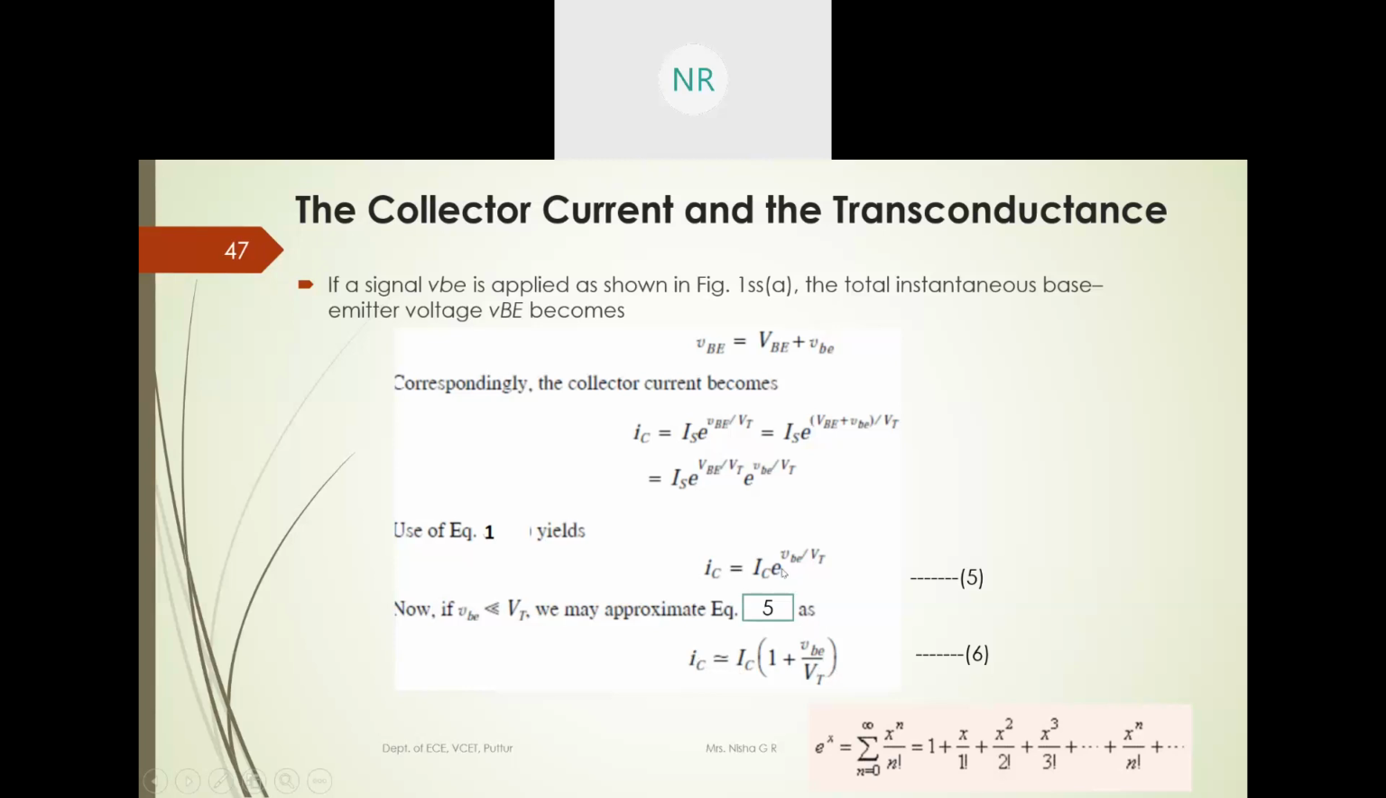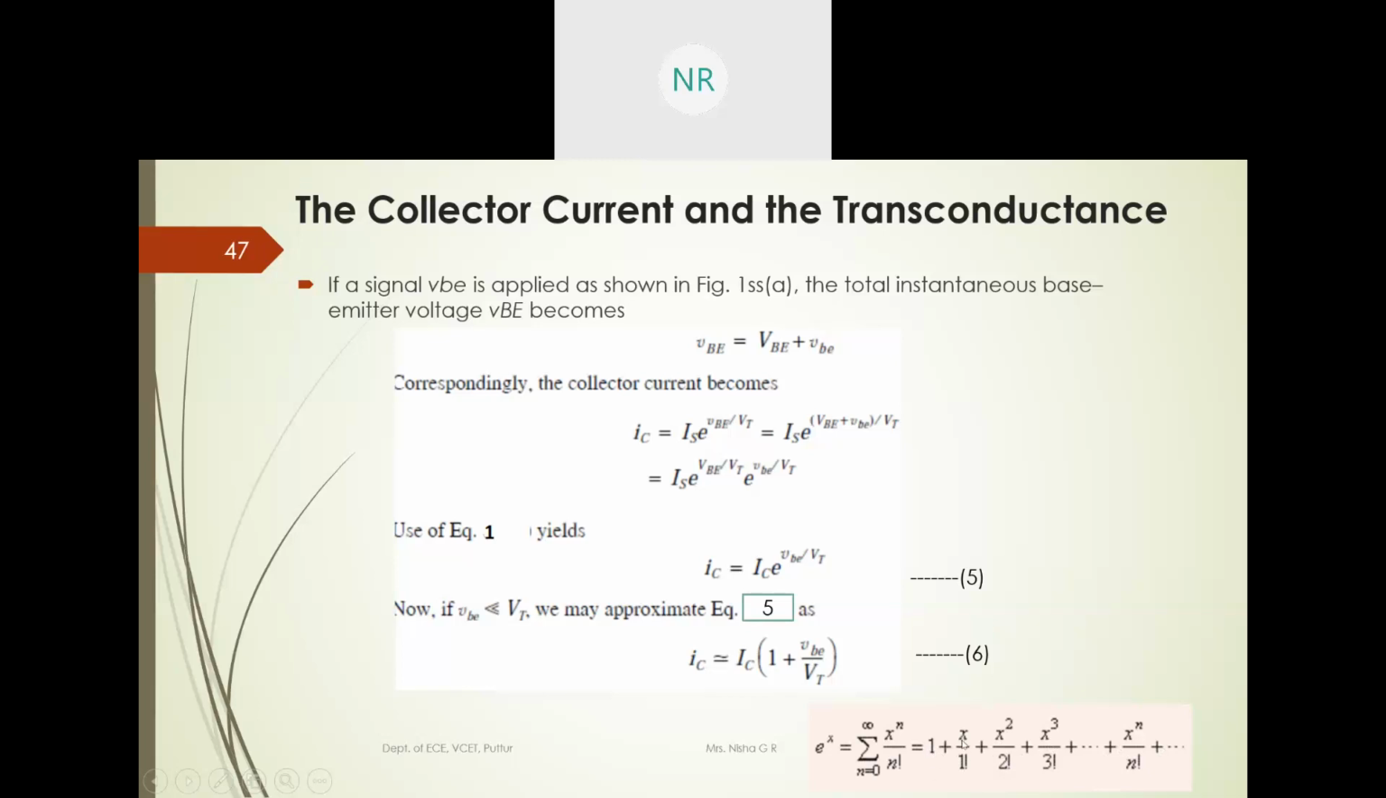So what is this now? We don't find any exponential term here, so we have expanded this exponential in series. Suppose I consider this vbe by Vt as e to the power x, then we know the formula for how we can expand this exponential in series. e to the power x is equal to the summation of x to the power n divided by n factorial, which is nothing but 1 plus x by 1 factorial plus x square by 2 factorial, and it will go up to infinity like this. But all of these infinite terms I cannot consider. That is why they have approximated this by considering only the first two terms.